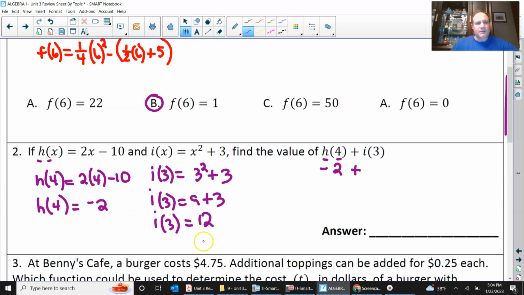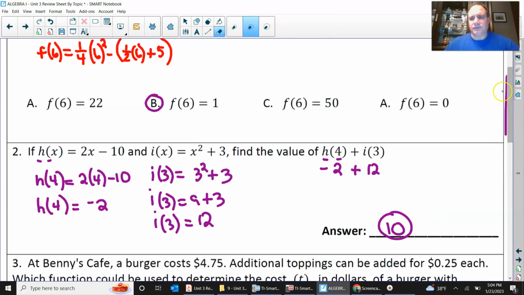Basically, that's it. So now we have negative 2 plus 12. Negative 2 plus 12 is 10. And that is the way you do that.